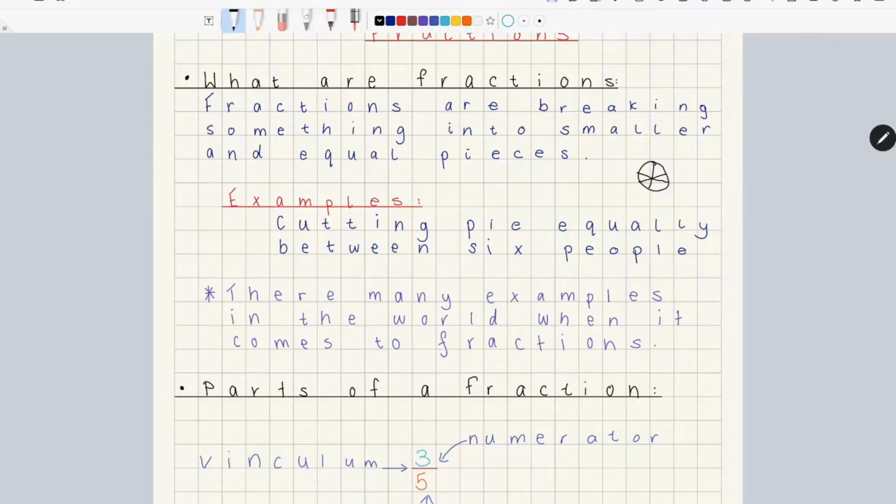There are many examples in the world when it comes to fractions, and it's not limited to just 1 or 2 examples. Look around you and see what you could divide into equal pieces and write them down in the comments.